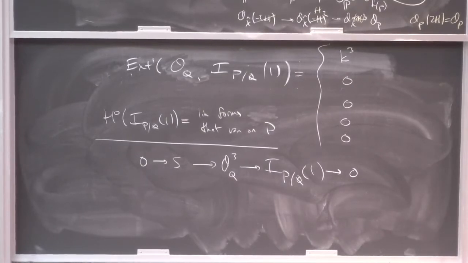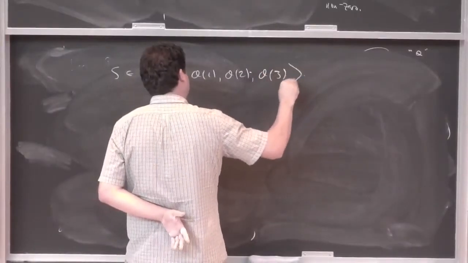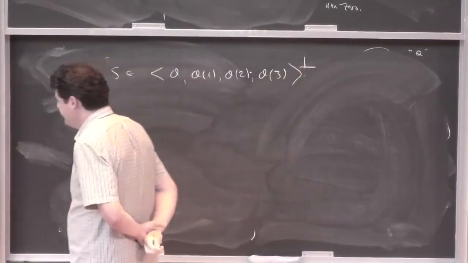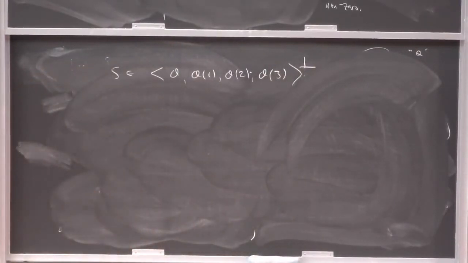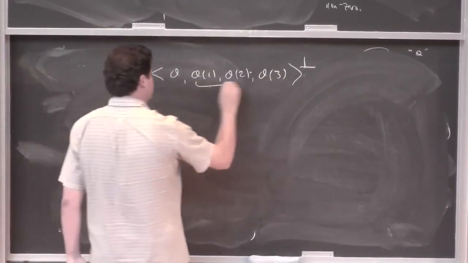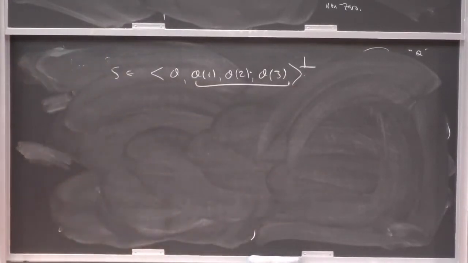And I claim now that S is orthogonal to O, O(1), O(2), and O(3), all of them. Right? This was orthogonal to those three. O was orthogonal to these three. And this was orthogonal to those three. And so this is as well, by doing the long exact sequence.